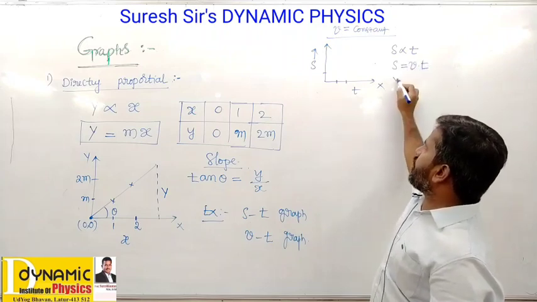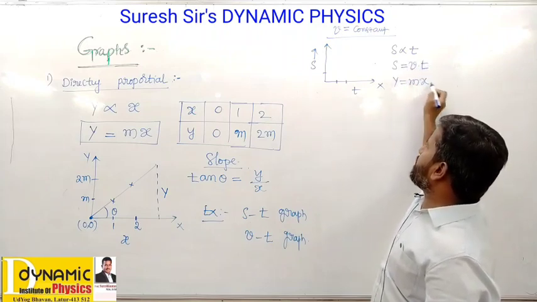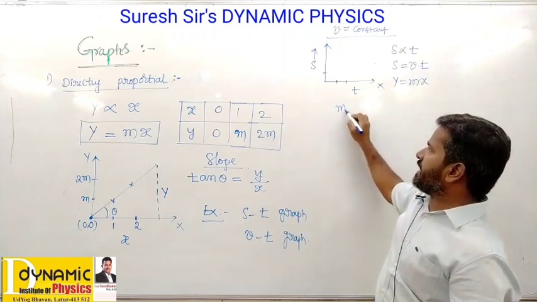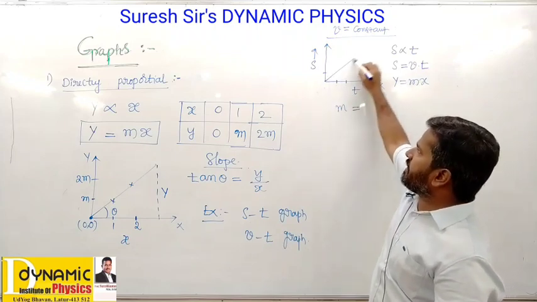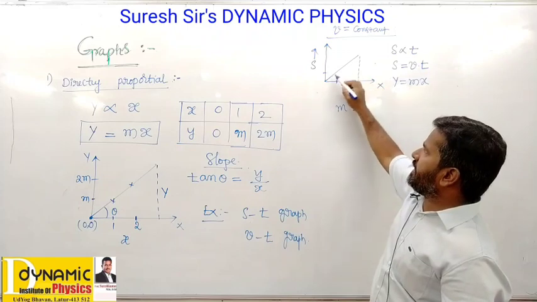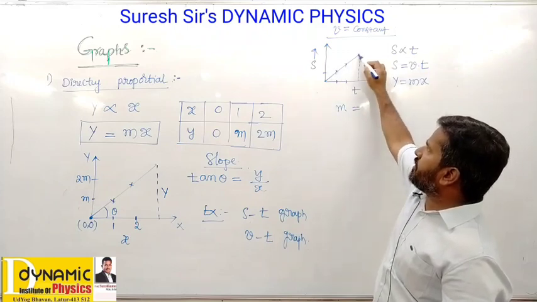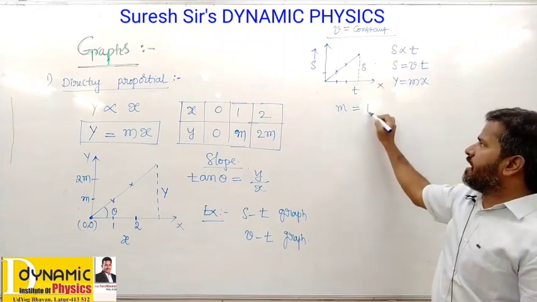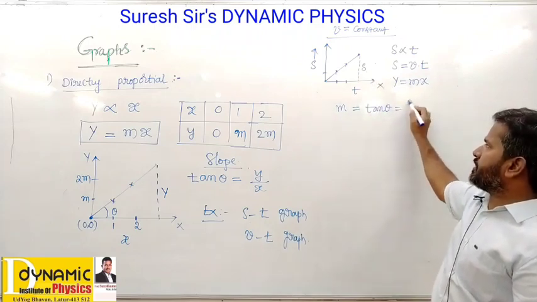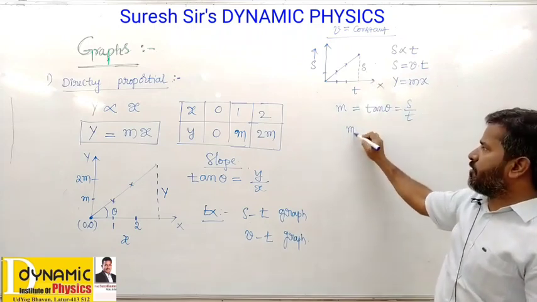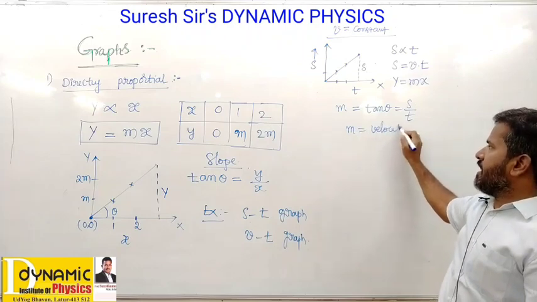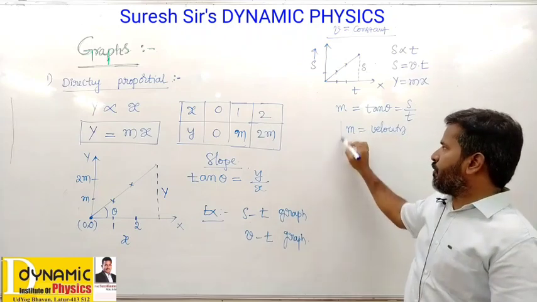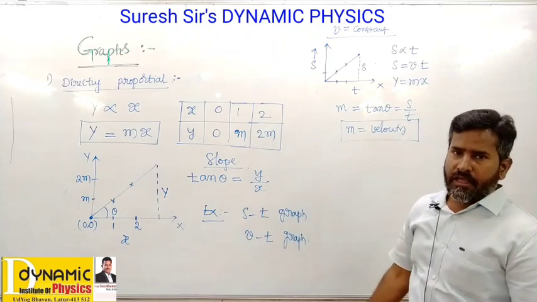It is like y equals m into x. Here the slope indicates the graph is a straight line passing through the origin. The slope is S upon T. This is tan theta, whose value equals S upon T. Its value is velocity. So the slope indicates velocity.